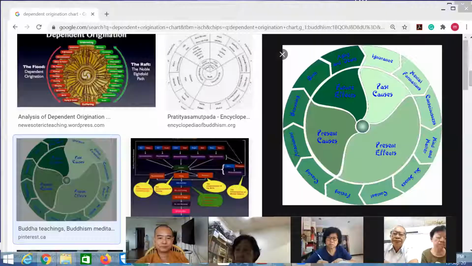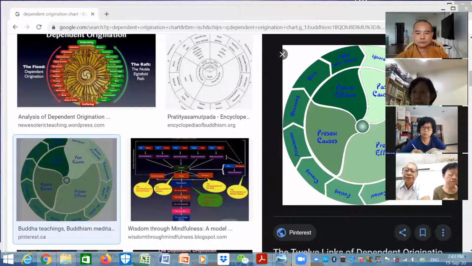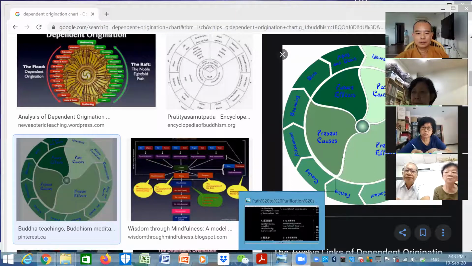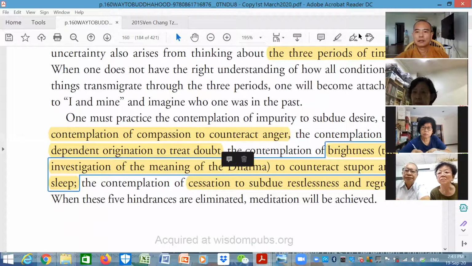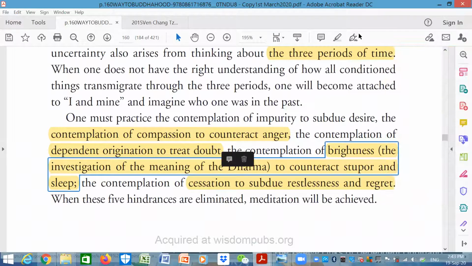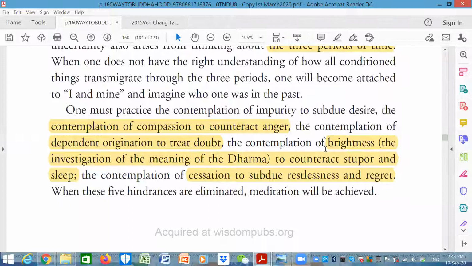Next, let's take a look. Okay, then contemplation of brightness to counteract sloth and torpor. Yes, the contemplation of the brightness. Have you ever experienced the contemplation of brightness? Yes? Okay. Not yet. Okay.